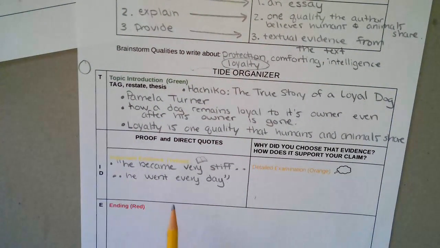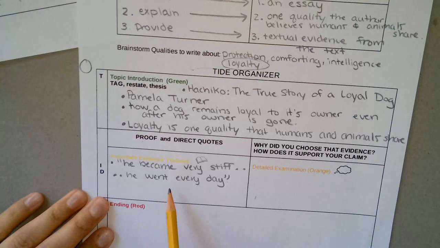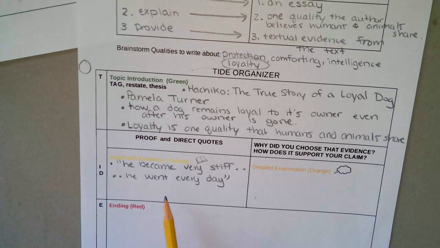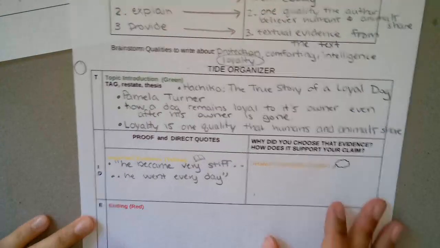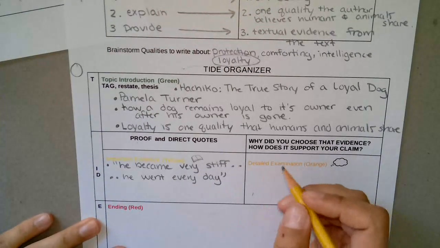So this piece of evidence, he became very stiff and could barely walk, but still he went every day. That really shows me that even though he might potentially be in pain, right? He's older, he's stiff. It might be painful for him to walk to the train station every day. Even though it might be painful, he still goes. So he's still going there after many years.